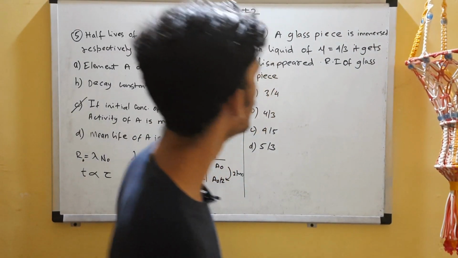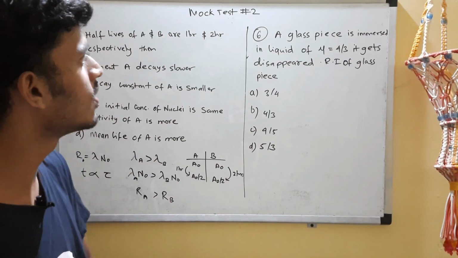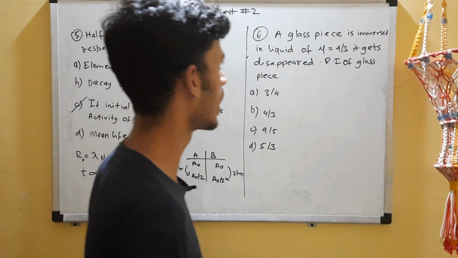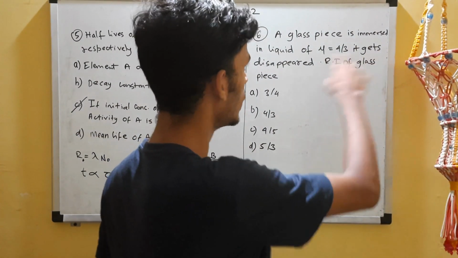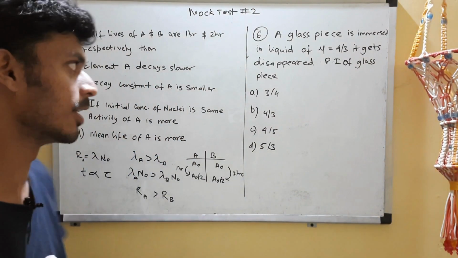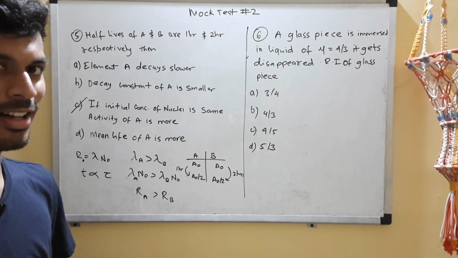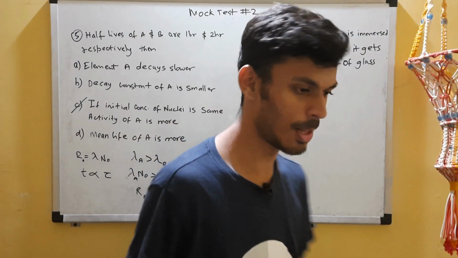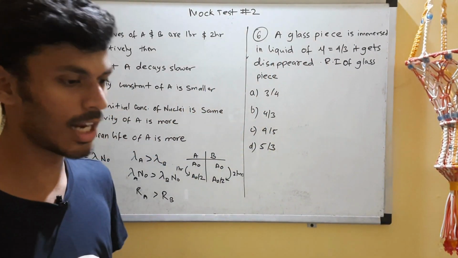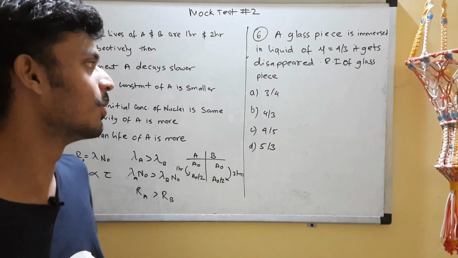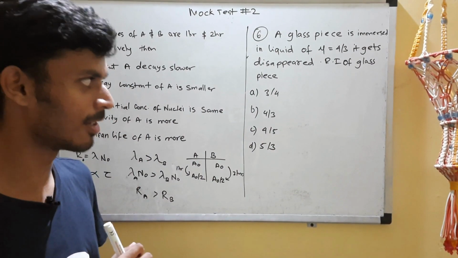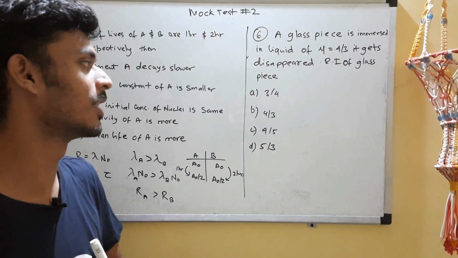Okay, let's come to question number 6 now. A glass piece which is immersed in a liquid, the refractive index of the liquid is given, the glass piece disappears. You are supposed to tell what is the refractive index of the glass piece. Now it's a little bit conceptual. Here actually this is a project that you can do. I'll put a picture up over here that may help you guess some things.